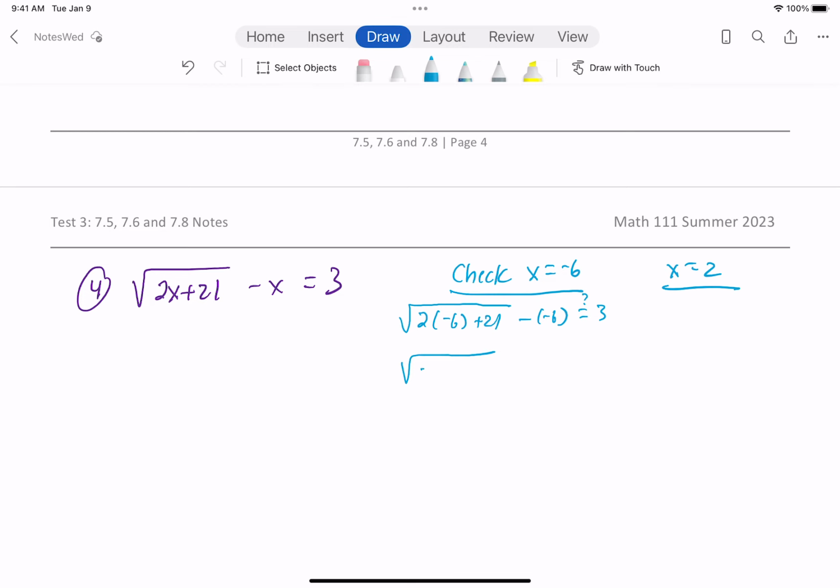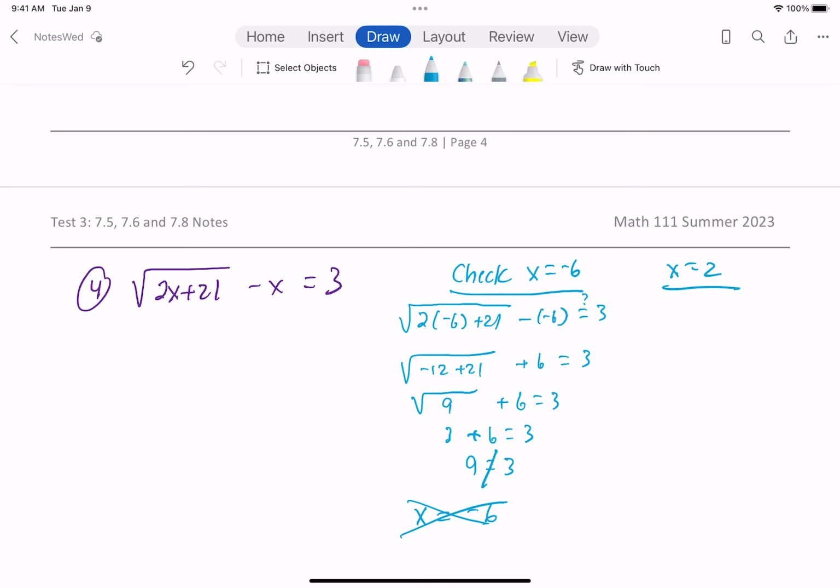So this gives me -12 plus 21. That negative times -6 is +6 equals 3. And this gives me the square root of 9 plus 6 equals 3. And I get 3 plus 6 equals 3, or 9 equals 3. And that statement is not true, right? So that means x equals -6 is out as a solution to the problem. It does not work in the original.